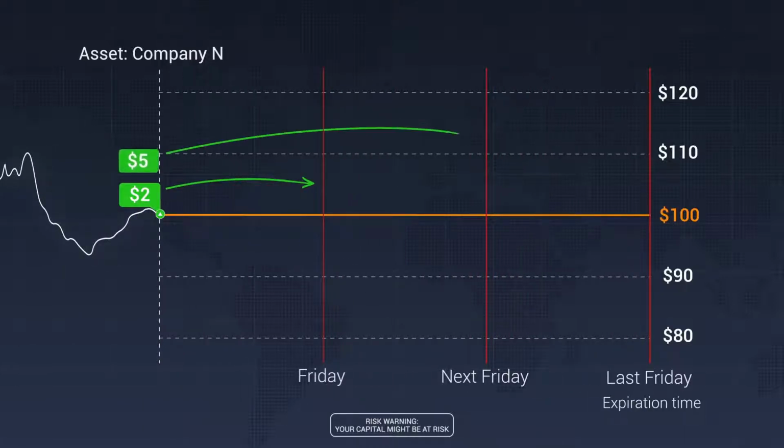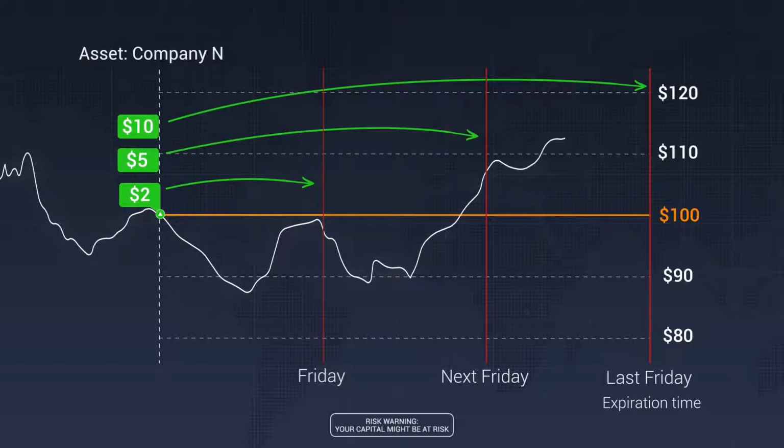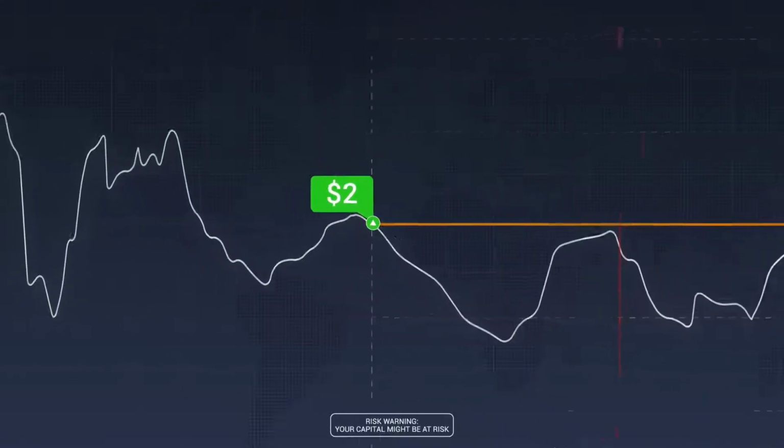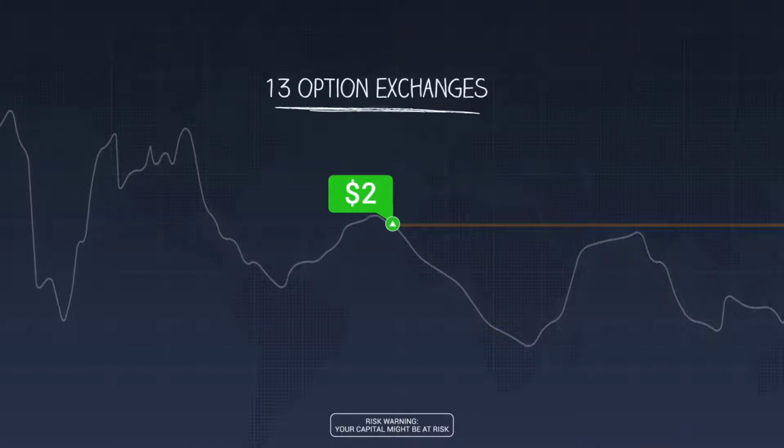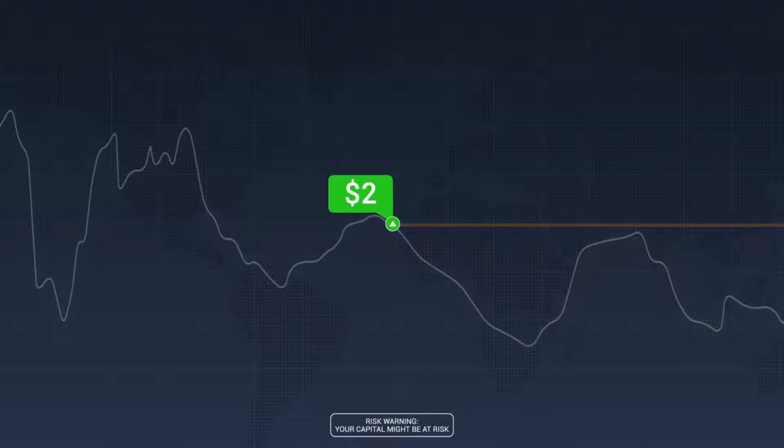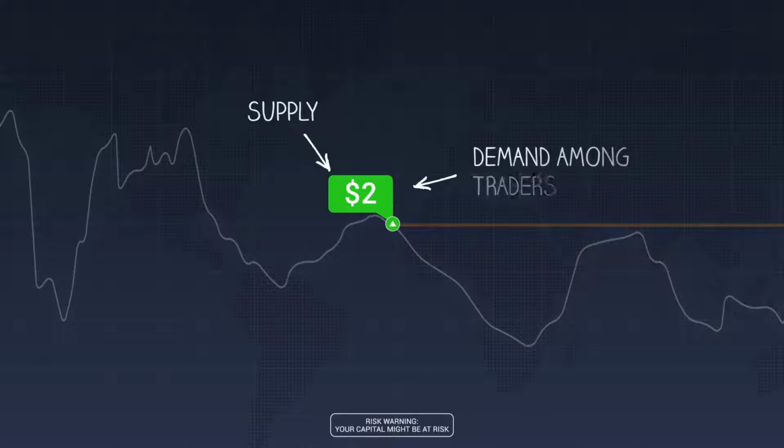The farther the expiration is from the current date, the more likely the price of the asset will move in the direction the buyer wants, so the more expensive the option. The cost of options is determined by the market. We use 13 option exchanges. Market conditions depend on a combination of many factors: supply and demand among traders, price volatility in the past, time to expiration, and more.